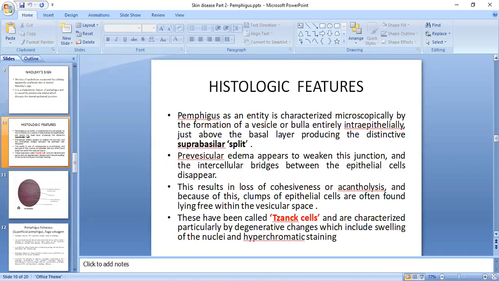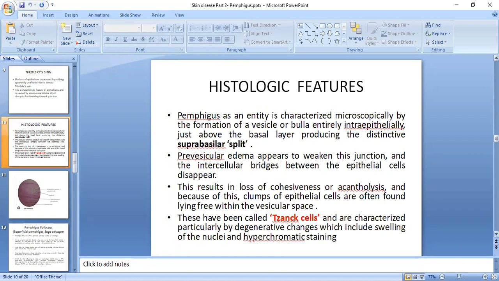Next, let's take up the histologic features. So it is an entity which is characterized by the formation of a vesicle or bullae entirely intraepithelially just above the basal layer, producing the distinctive suprabasilar split. Perivascular edema appears to weaken this junction and the intercellular bridges between the epithelial cells disappear.